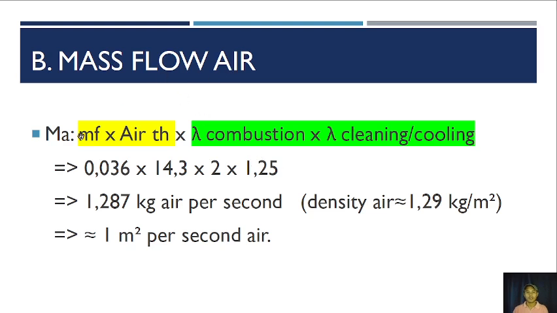So the mass flow of air is the theoretical air times the air factors for combustion and cleaning. So the total is 1.287 kilogram of air per second. The density of air is 1.29 kilogram per cubic meter, so it is equal to 1 cubic meter per second of air.